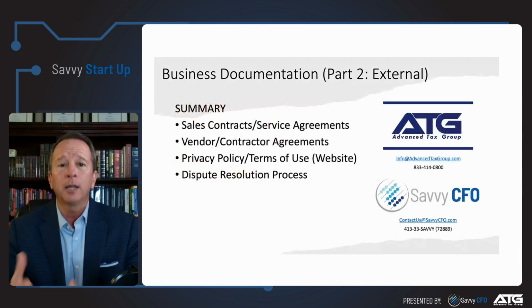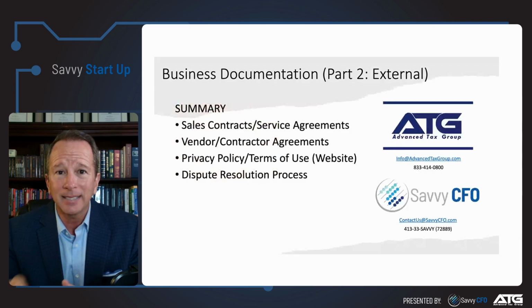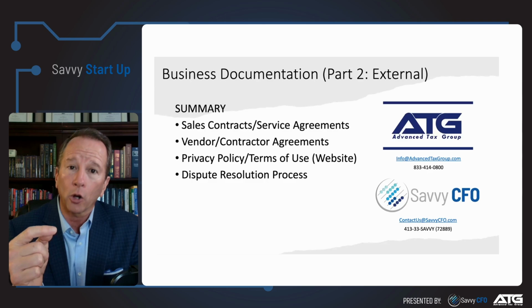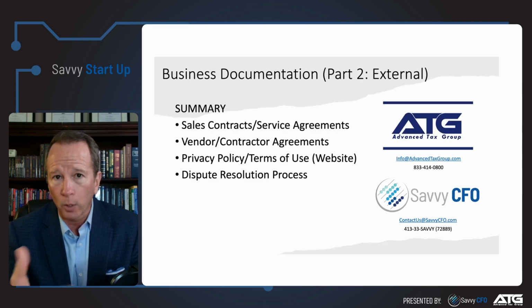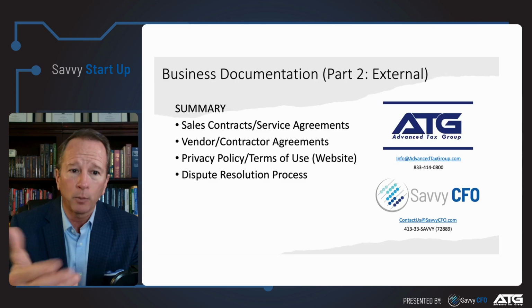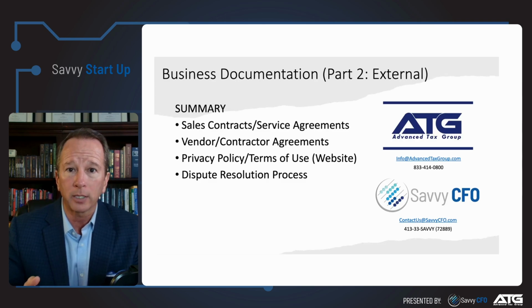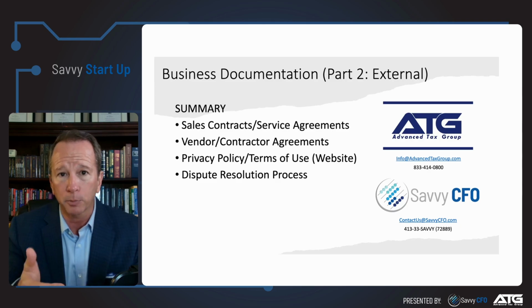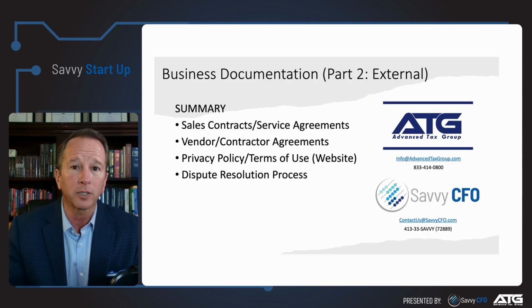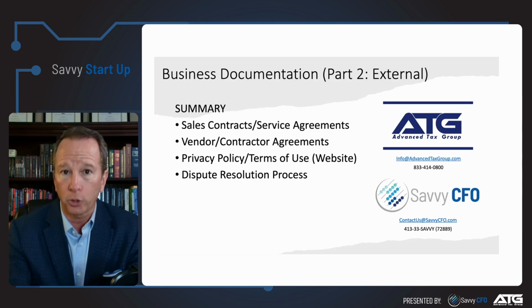But for now, let's just focus on what we've talked about through this particular lesson, and that is the business documentation for external interactions. Let's go through a quick summary. We talked about sales contracts and service agreements. Basically, this is what we're talking about with our customers, clients, whoever we're dealing with. Then we get into the vendor and contractor agreements. This is other companies that are providing services, whether it's a supplier that you have, or somebody that's providing a service for you, or a service that you then offer for your clients. You want to make sure you have an agreement for that.